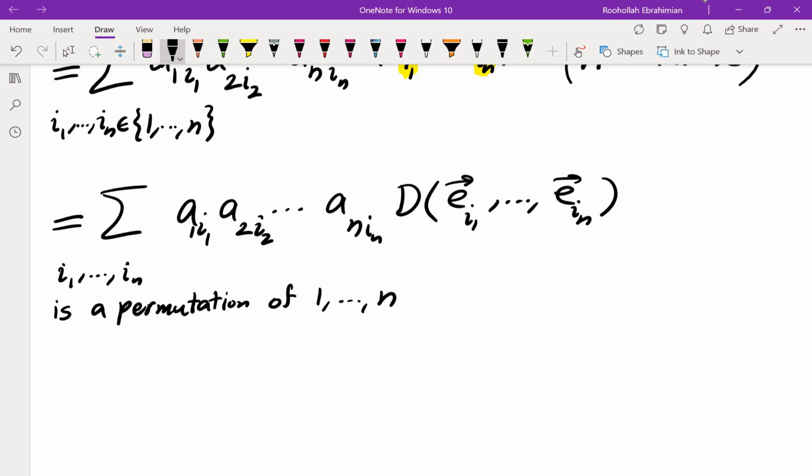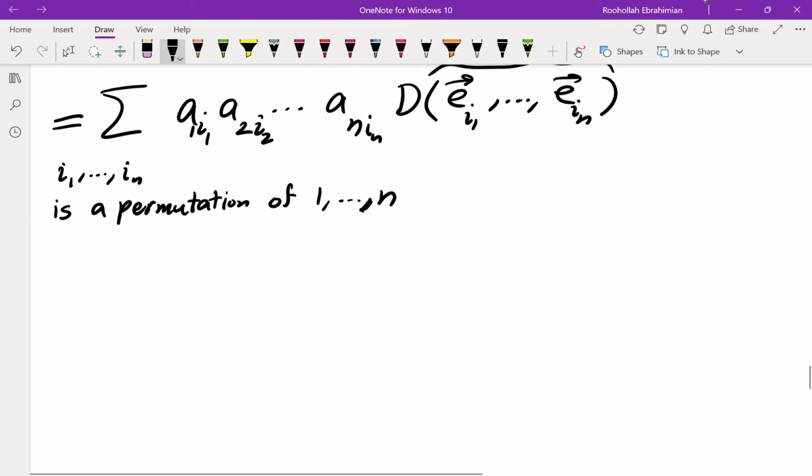of 1 through n. Now, if it's a permutation, it means you can change this one to the identity matrix by swapping them. Keep swapping these e_i's, and you get to the identity matrix. In other words, if you do that, let's say once, and you get to the identity matrix, you'll have a negative sign. If you do that, say 7 times, and you get to the identity matrix, you'll also have a negative sign, because every time you're multiplying by negative. So negative 1 to the power of 7. But if you do that, say 10 times, then you'll get to the identity matrix, and you'll have to multiply by a negative sign 10 times.